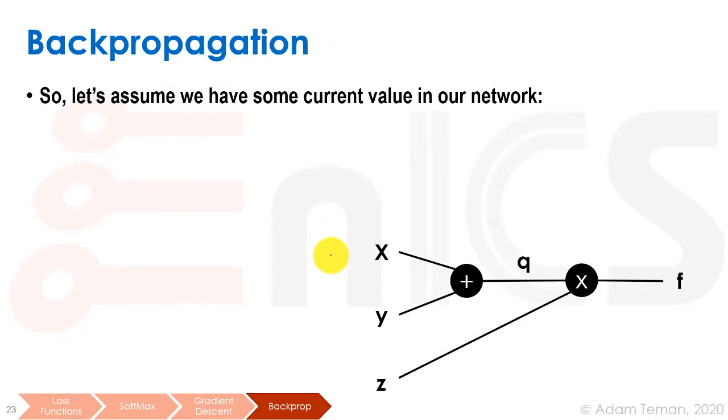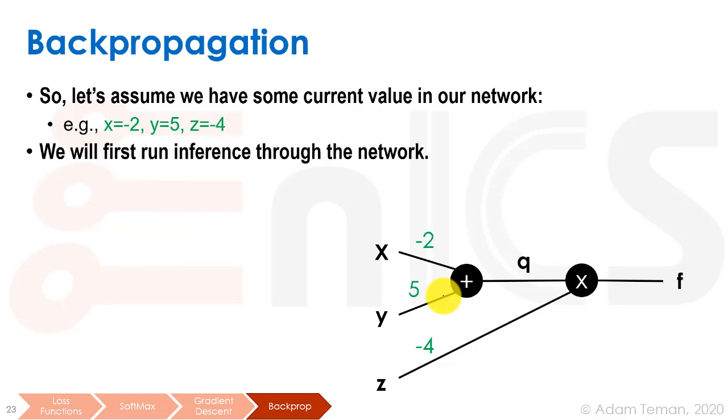Okay, so let's assume we have some current value in our network. This is the current x, the x vector that we're at. So x is minus 2, y is 5, and z is 4. What we're going to do is forward propagate these, so we're going to run inference. Inference is pretty easy. Minus 2 plus 5 comes out 3. Minus 4 times 3 comes out minus 12.